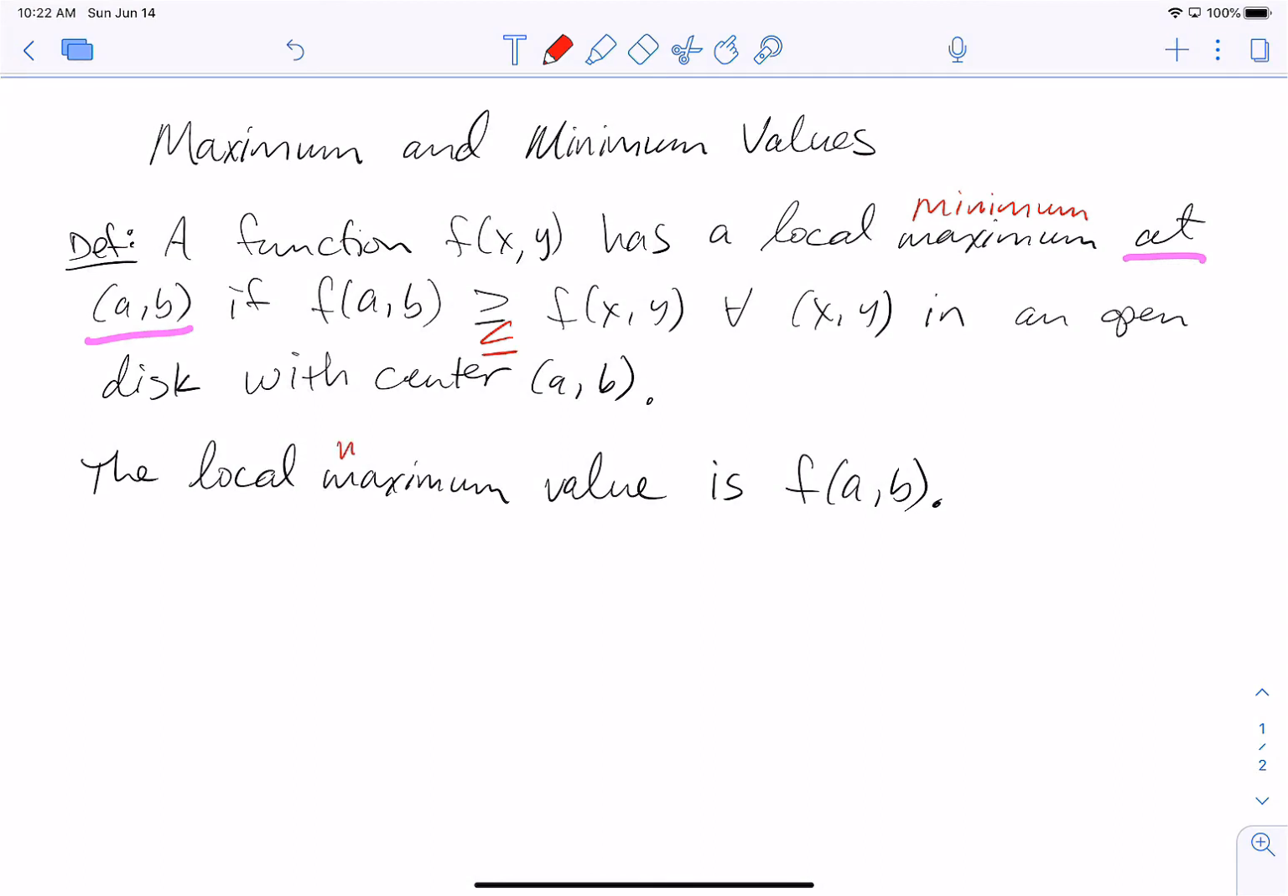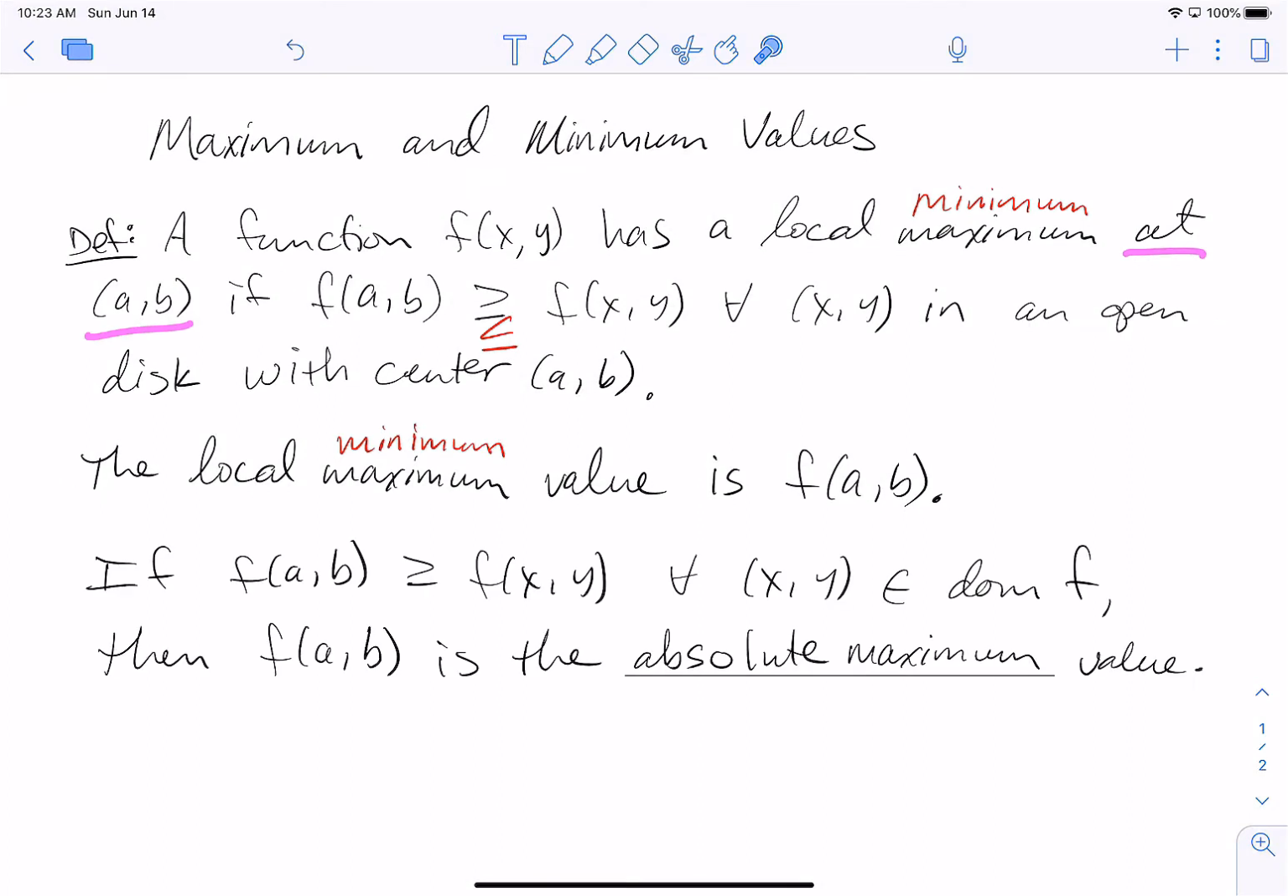And so the local minimum value would be f of (a, b). If it happens that the output at (a, b), f of (a, b), is greater than or equal to the outputs f of (x, y) for all of the elements in the domain of f, then f of (a, b) is the absolute maximum value. And the analogous definition with the absolute minimum value also applies, just by switching the inequality to say that the function output at (a, b) is less than or equal to all of the other function outputs. So this is just a definition. It doesn't tell us how to find the actual max or min.